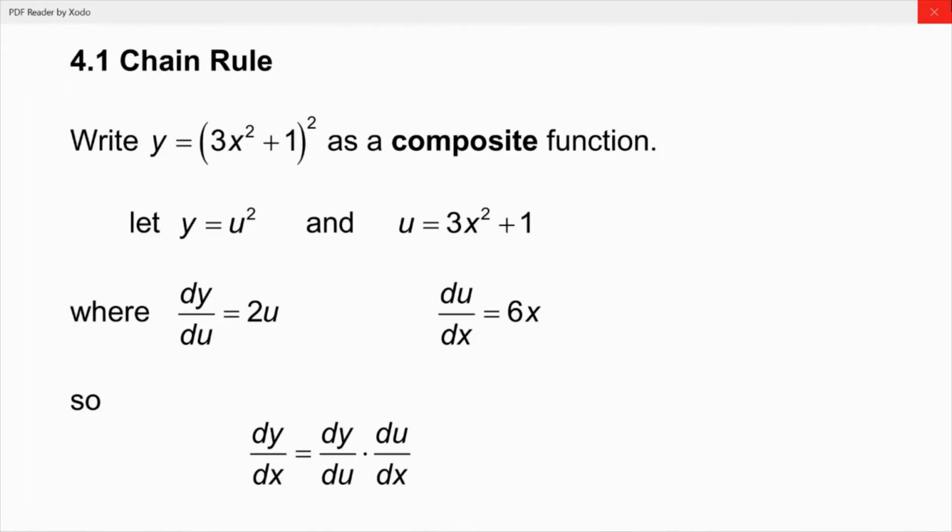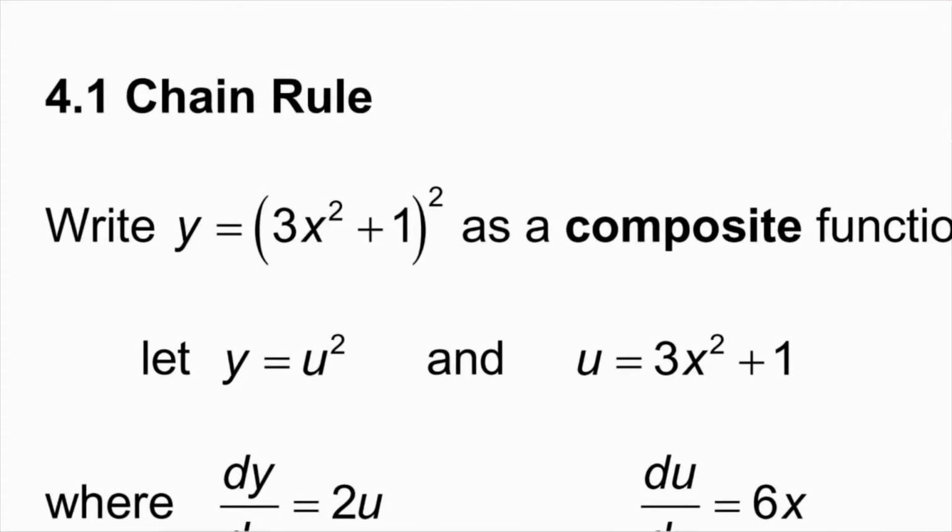Okay, so let me start by showing you an example where we can apply the chain rule in a way that lets you see it side by side with the methods that we've used up to this point. So what I've got here is a function y equals (3x squared plus 1), that quantity squared. And what we're trying to do is take the derivative of it.